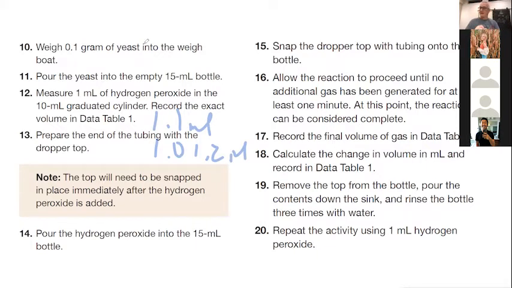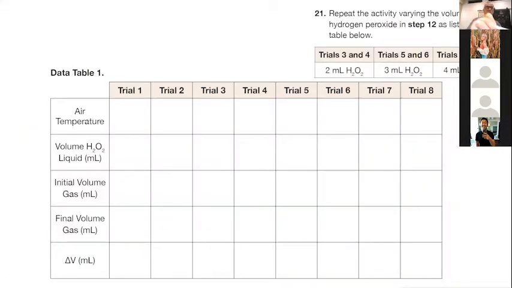Then we put the peroxide in, and we snap this top on as quickly as we possibly can, and let the gas start collecting into the graduated cylinder. Then we're going to repeat it again with 1 mil. So we're going to do 2 runs with 1 mil each, then 2 runs with 2 mils, 2 runs with 3 mils, 2 runs with 4 mils, for a total of 8 runs.